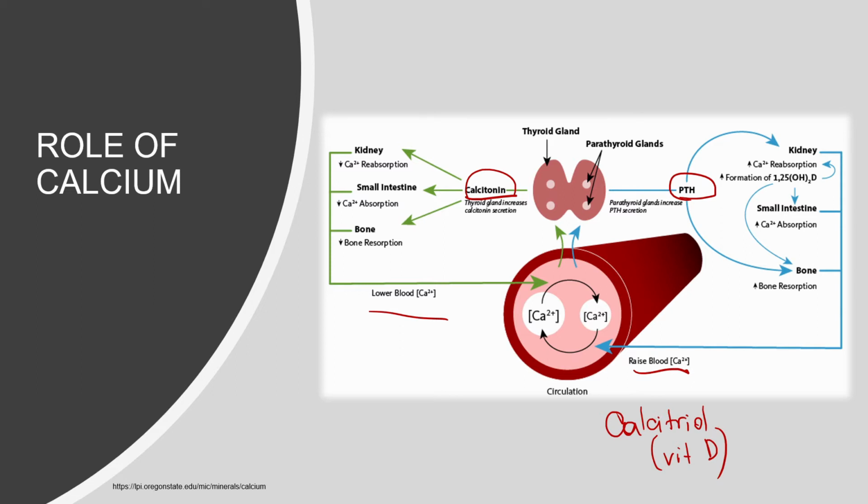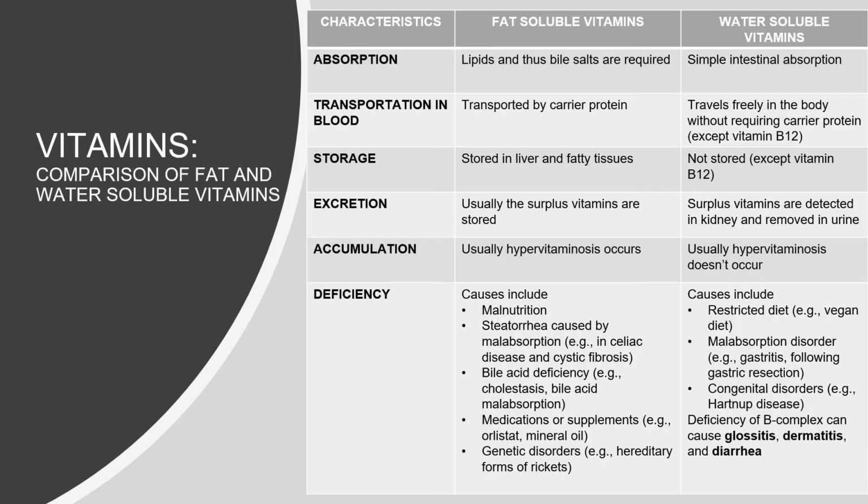Calcitriol goes to all of them as well. And for example, in small intestine, they increase calcium absorption. In kidneys, they increase calcium reabsorption. But in bones, they do not increase bone resorption. They actually put calcium into the bones. And we're going to talk about vitamin D in more details in a bit, because we're going to go through vitamins.